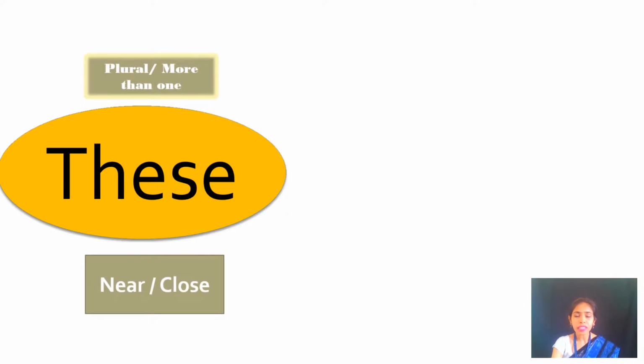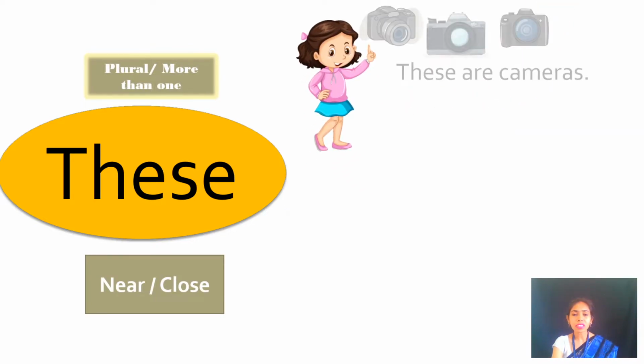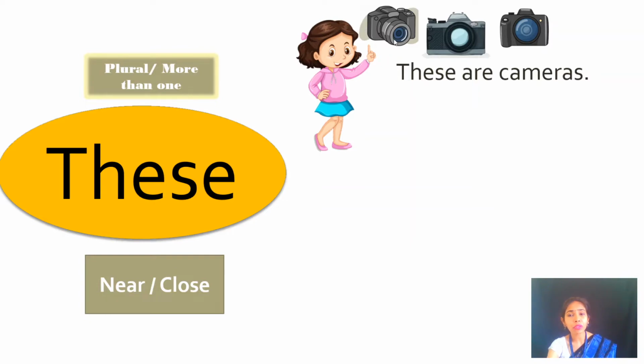So now let's take an example. See what the girl is pointing out. See this. The girl is pointing out at the cameras. She is having so many cameras. How many cameras she has? 1, 2 and 3. And it's close to the girl. वो cameras girl के पास में रखा है. So what the girl is saying? These are cameras. ये cameras हैं. Right? Why the girl is using these instead of this? Because there is more than one camera, right?